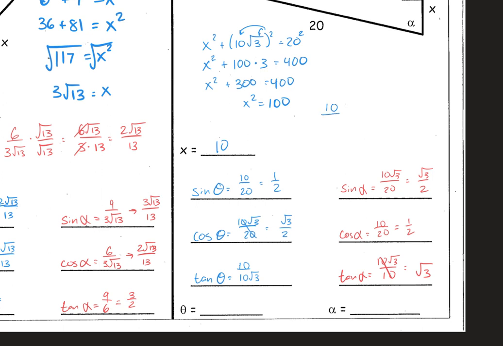So we have 10 over 10 root 3. There's a very obvious canceling of 10 here, so that's what's going to happen. Now I'm left with 1 over the square root of 3. Again, I cannot have the radical in the denominator, so I multiply the top and the bottom by the square root of 3. And I get the square root of 3 over 3 as my final answer.